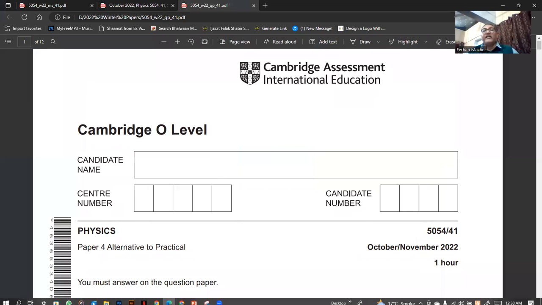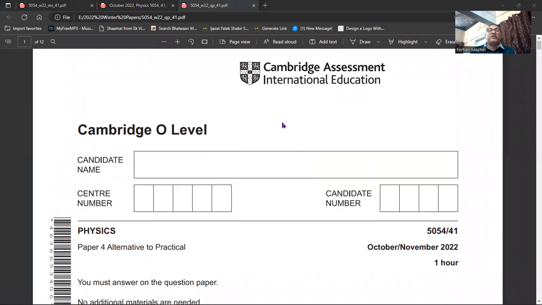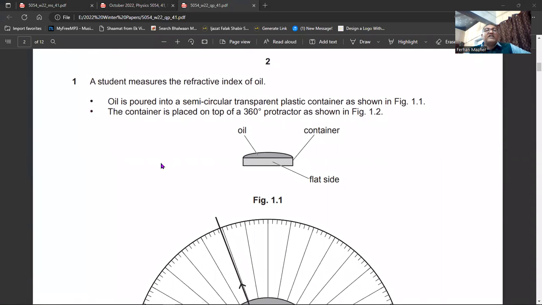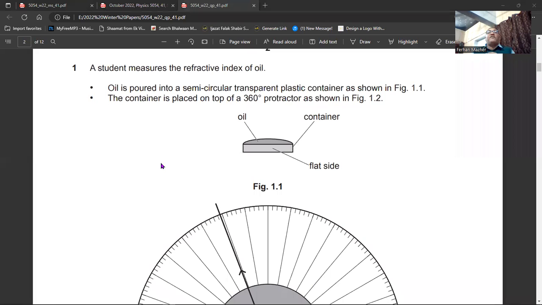So on your screen, this paper is showing up, October-November 2022 4-1 paper. The time allowed for this paper is 1 hour. It says a student measures the refractive index of oil. Oil is poured into a semicircular transparent plastic container as shown in figure 1.1. The container is placed on top of a 360-degree protractor as shown in figure 1.2.